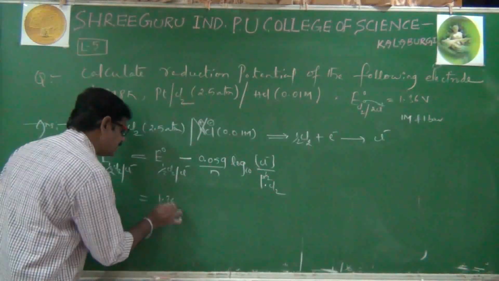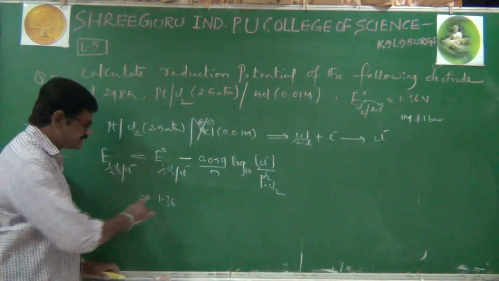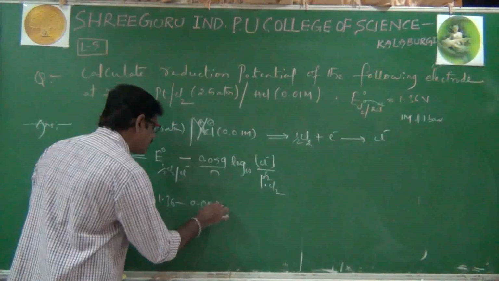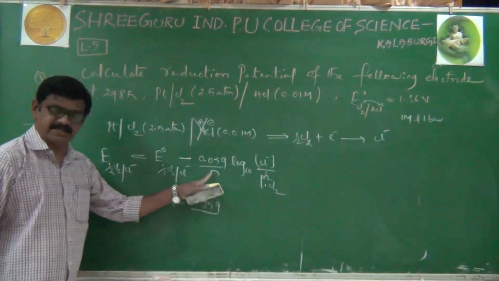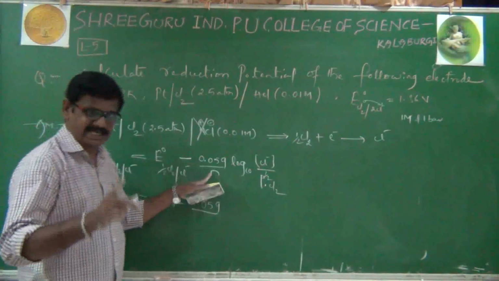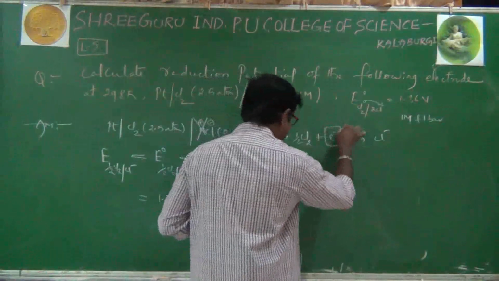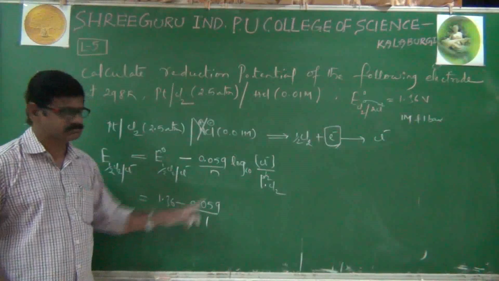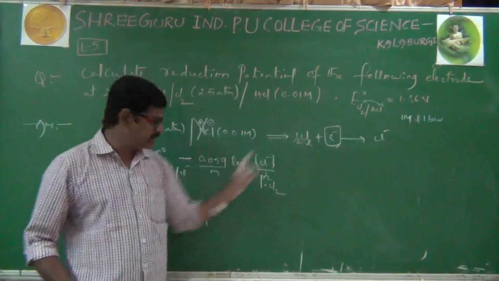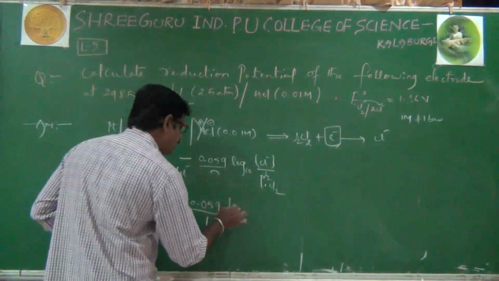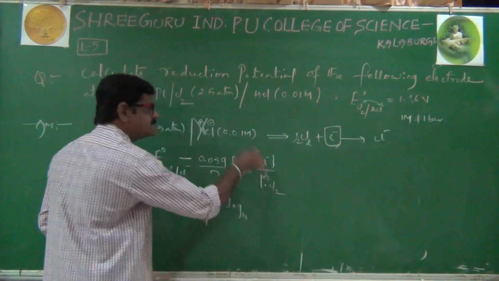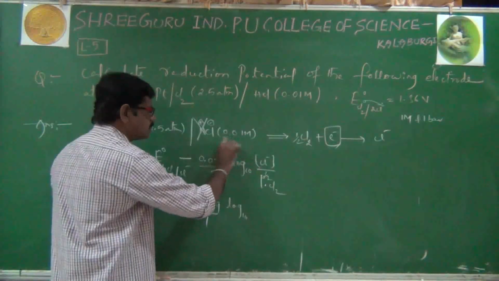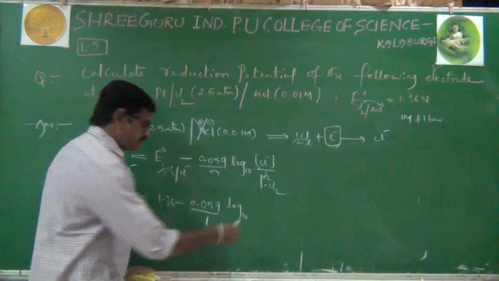It is the standard reduction potential of chlorine. It is fixed. Minus 0.059 divided by n, nothing but the number of electrons transferred in this process. Just 1 mole only, so we will write 1 here. In the previous case we wrote 2, we took 2 moles of electrons, but here just 1. And log base 10 of Cl minus concentration, which is 0.01. We will write the same.